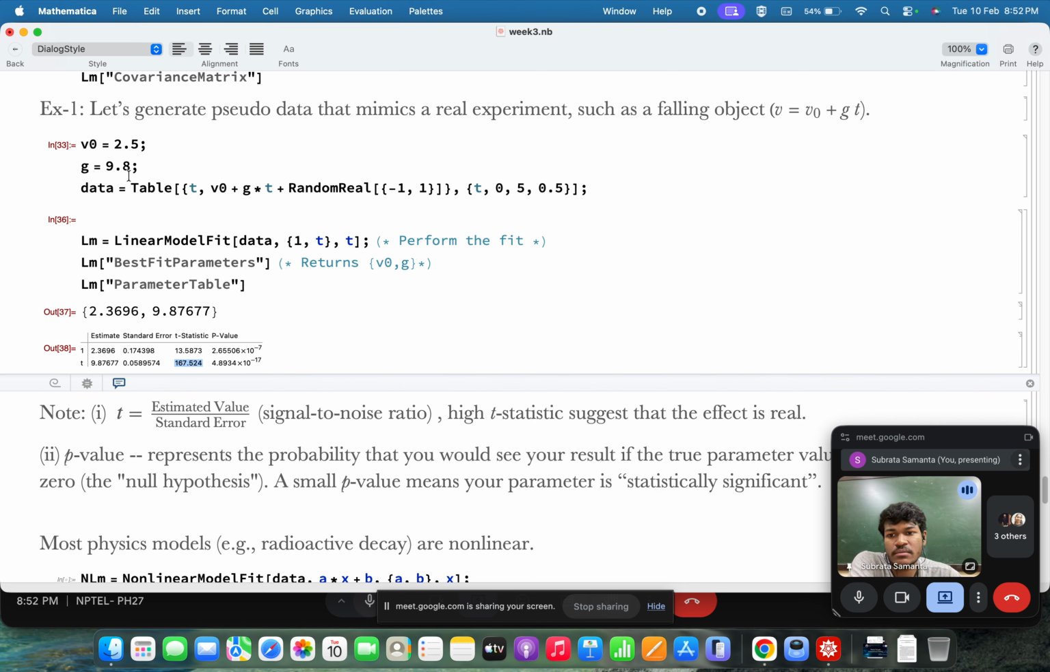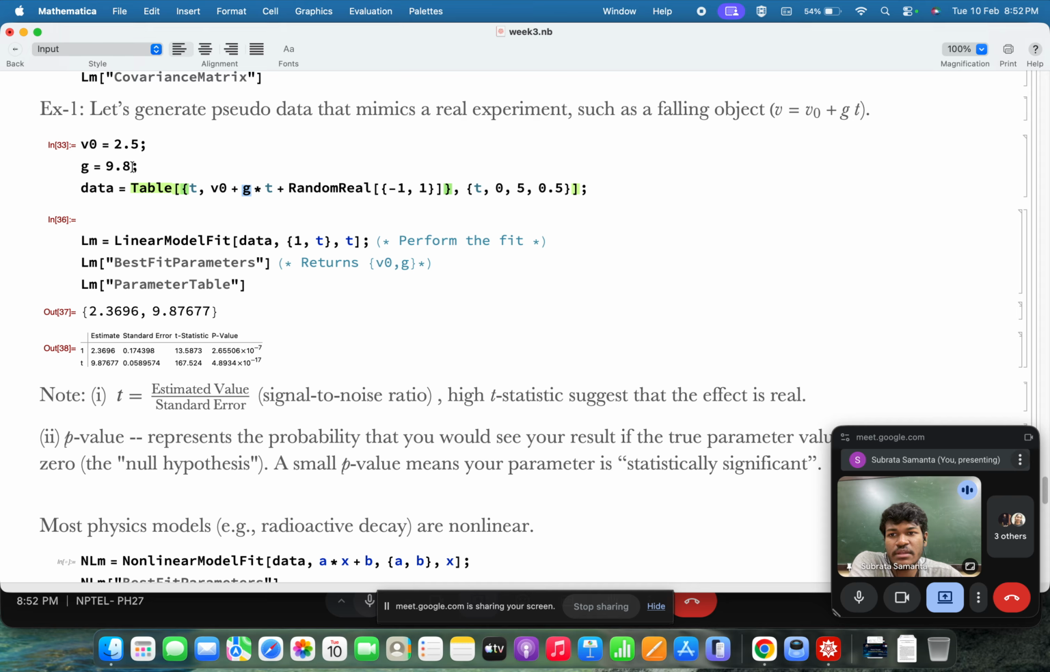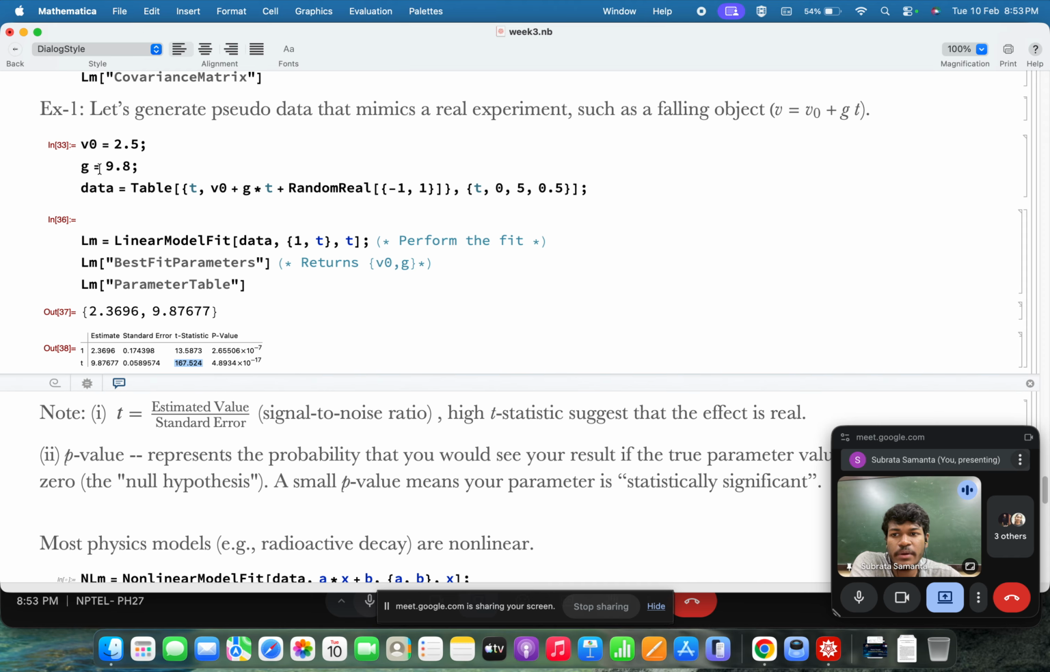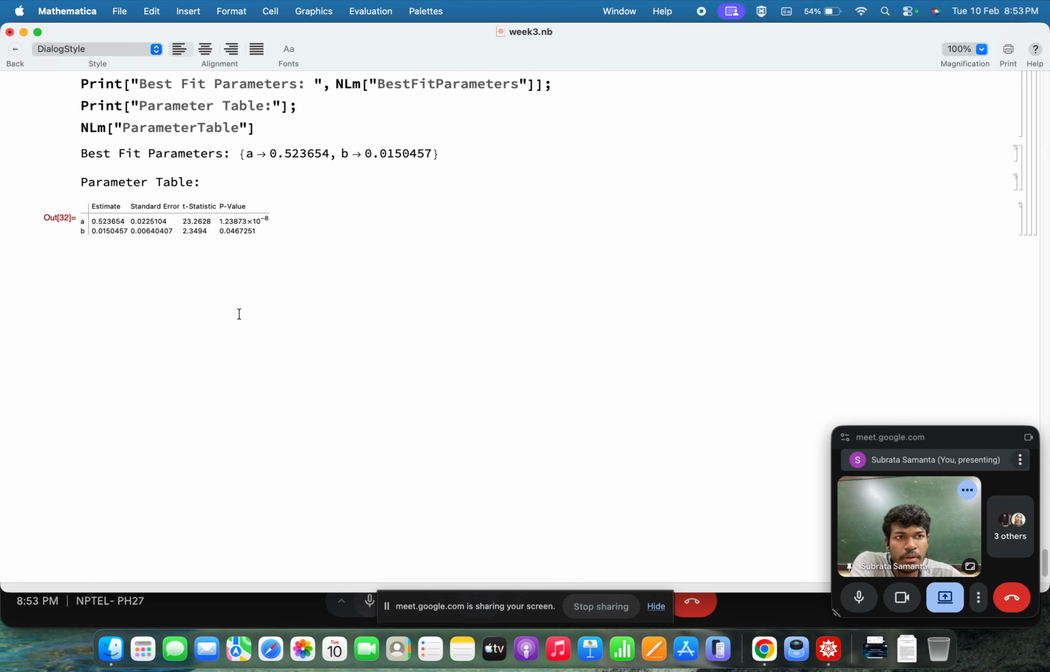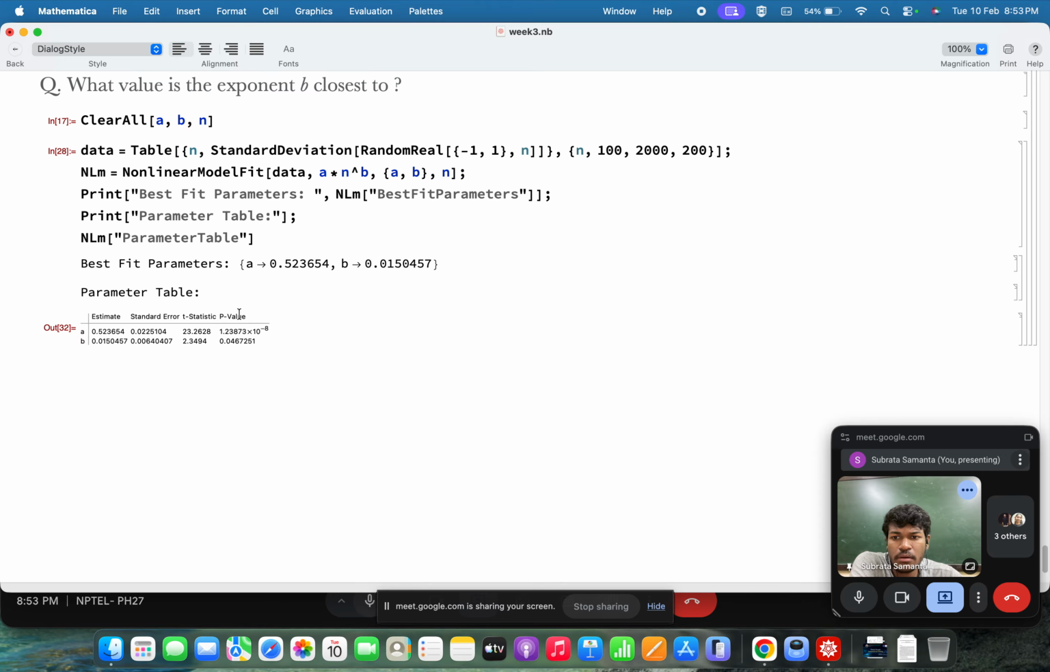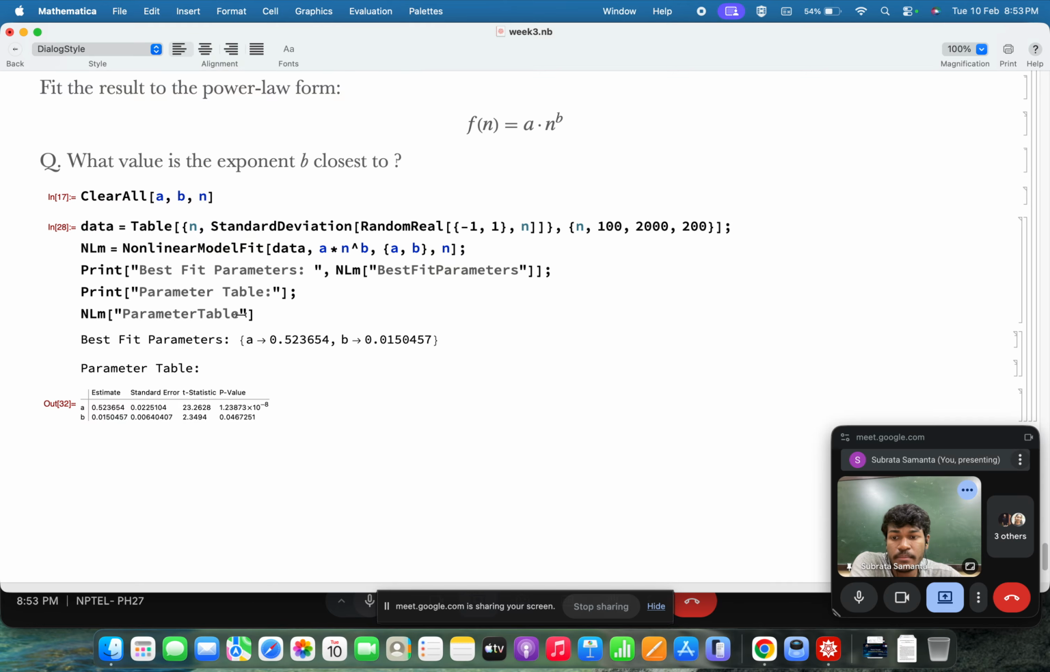Because this is basically g, and you see that this is 9.8 and actually g is 9.876. That is why the t statistic is very large, because your predicted value and this one are very close. Okay, so I think I should stop here. If you have any questions.